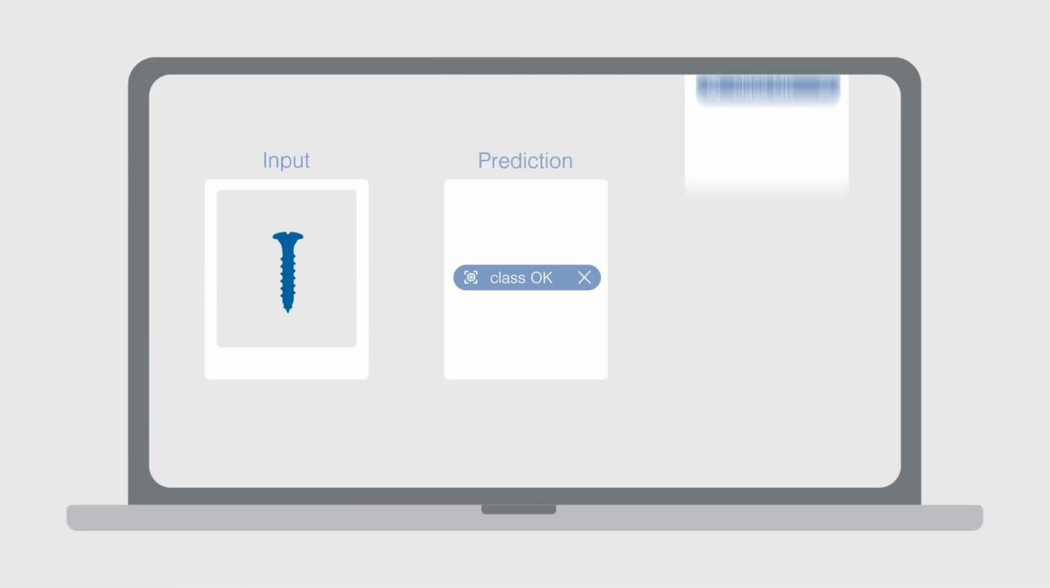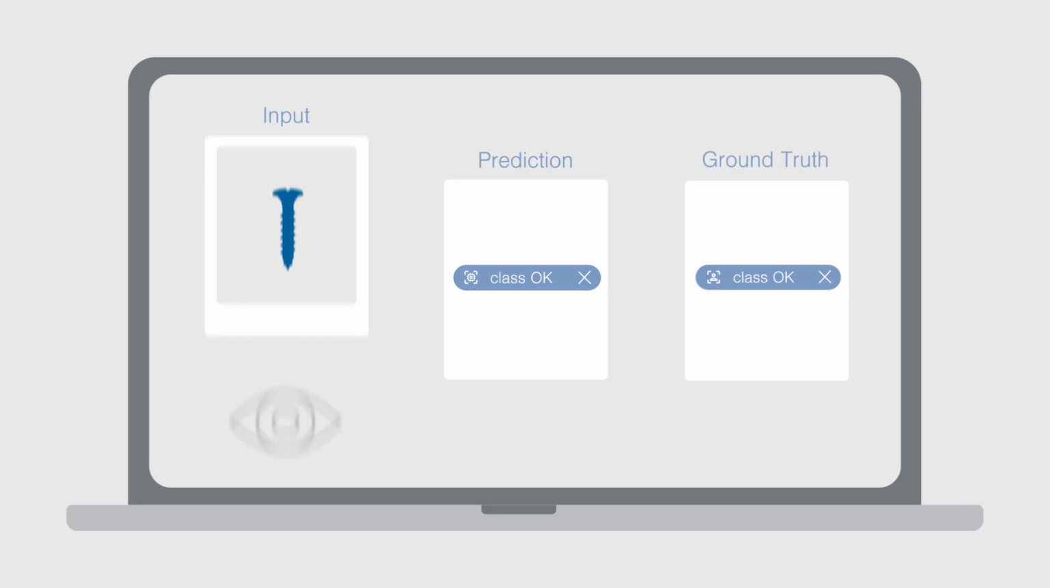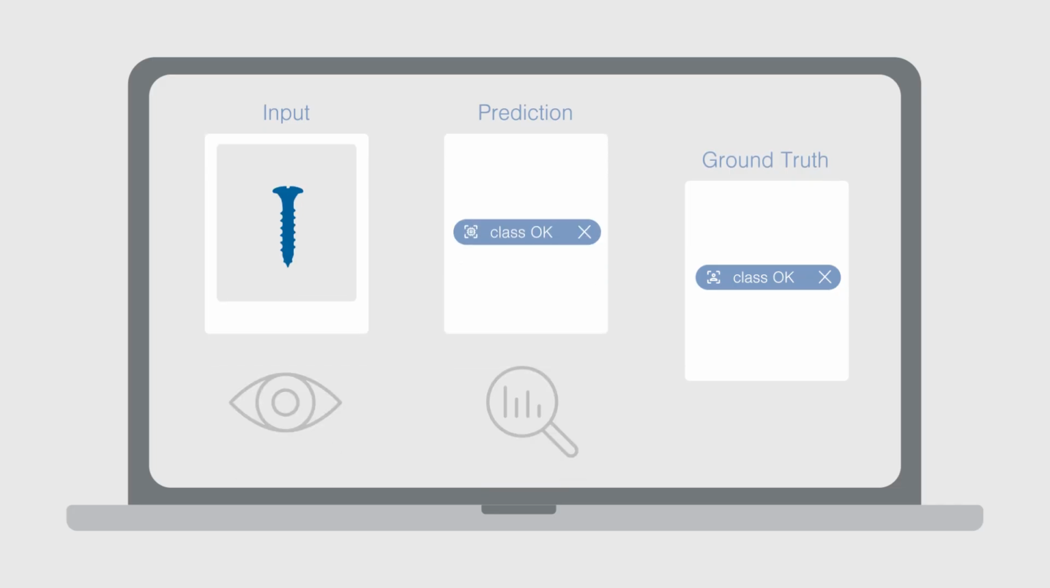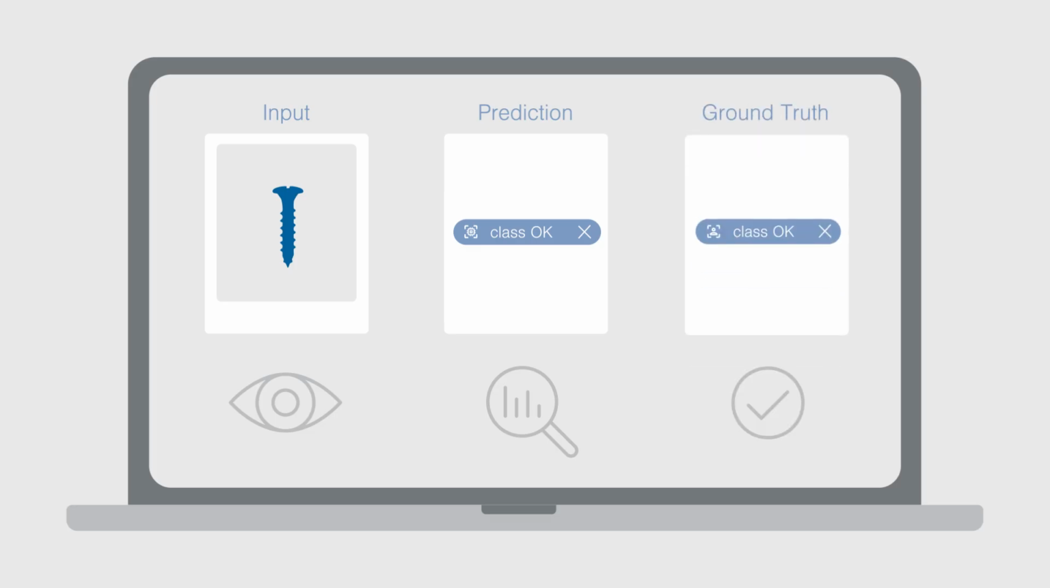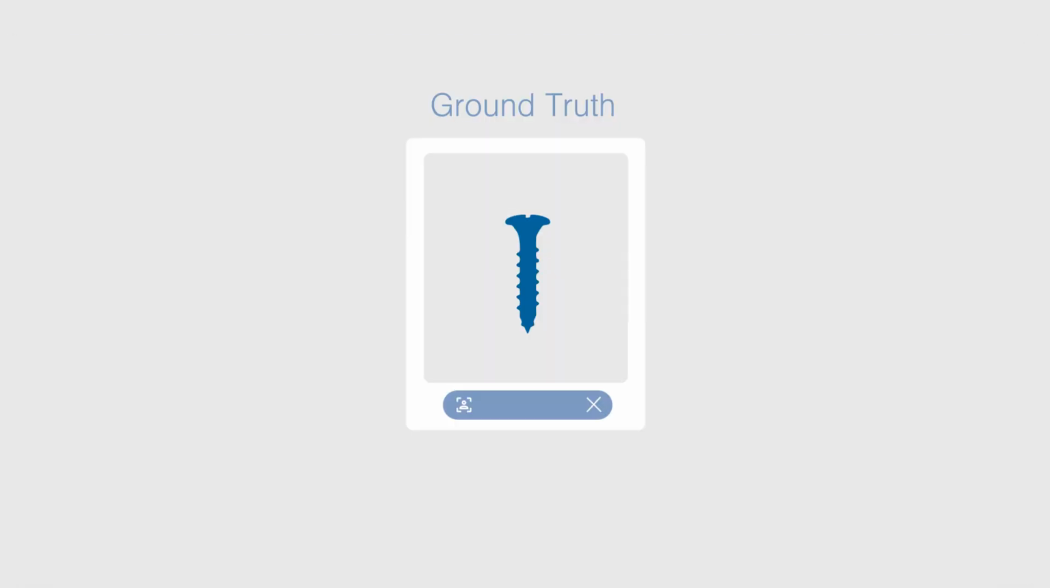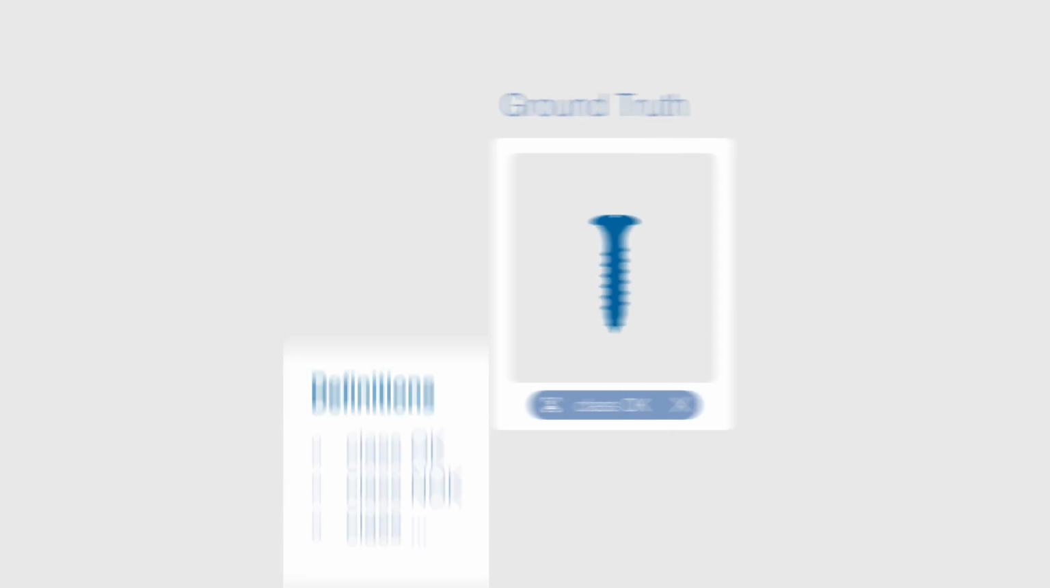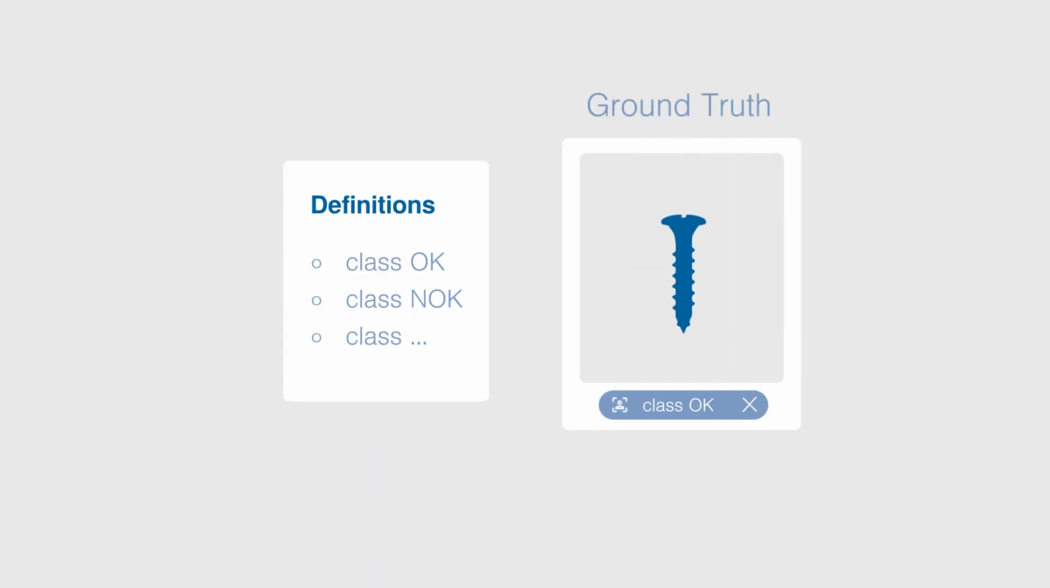Now that your images are uploaded, let's start to annotate them, a crucial step to help the model learn. A model learns by looking at the images, making predictions about what they show, and comparing those to the ground truth, which is the correct answer given by you. While you're annotating the images, remember to check the definitions you made earlier, and try your best to make sure they are consistent across your dataset.